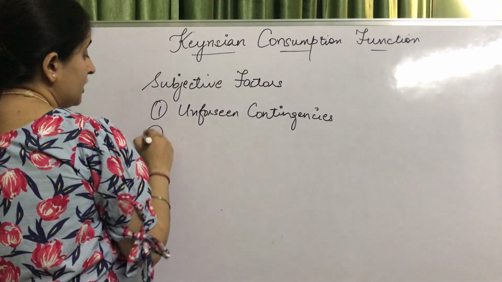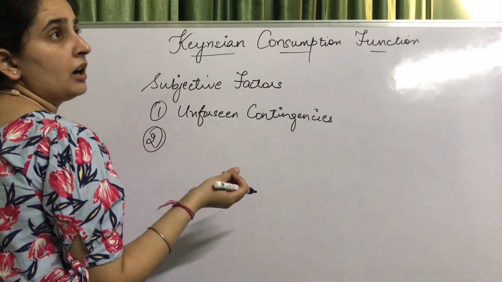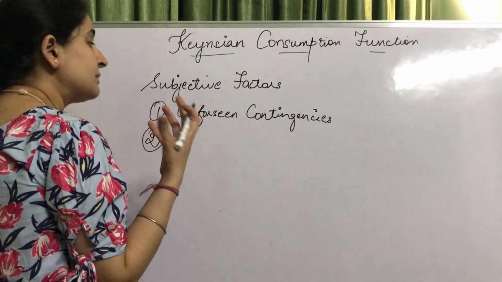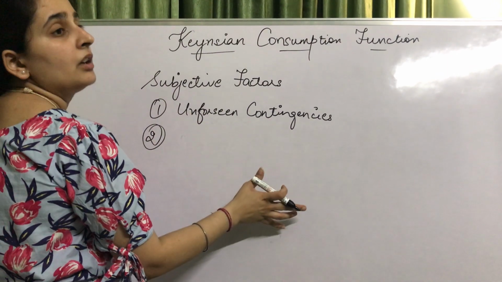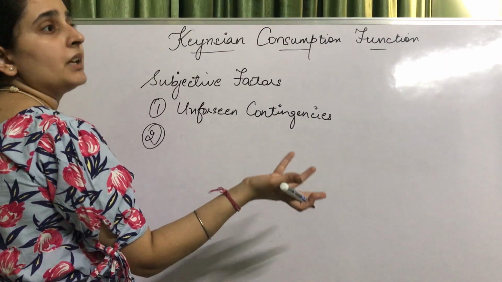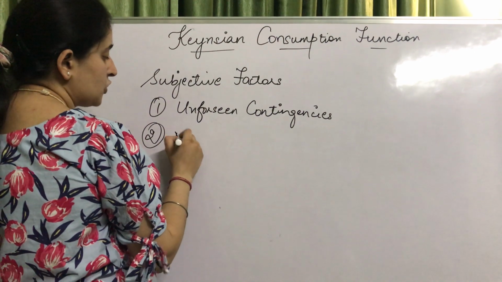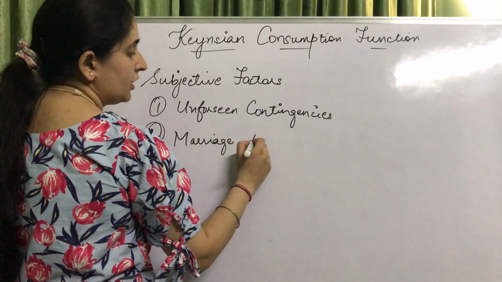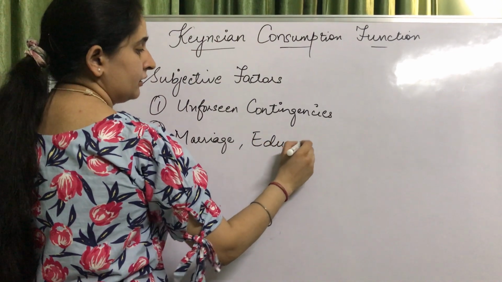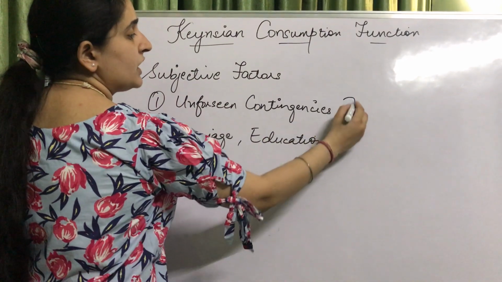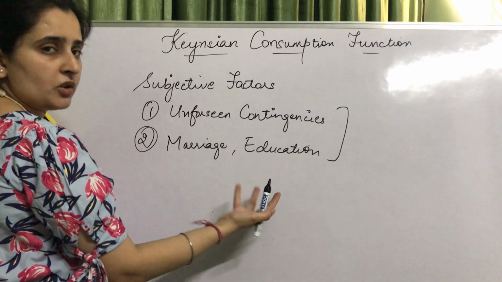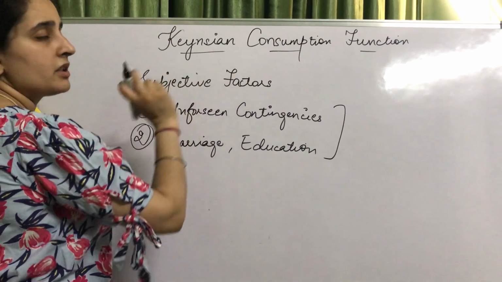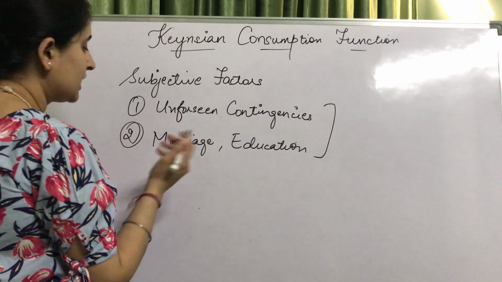Second, for expected upcoming events, like the marriage of a child, or education; we do save for that, right? So if these things increase, we keep them in mind. Other points are also there. So definitely what will happen? My consumption will decrease and saving will increase.